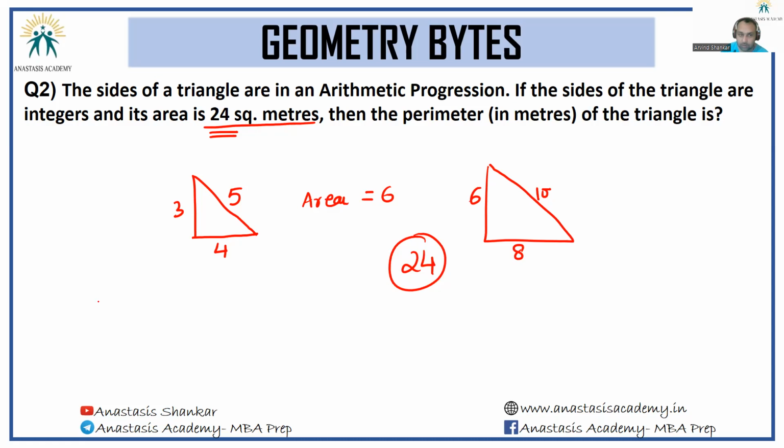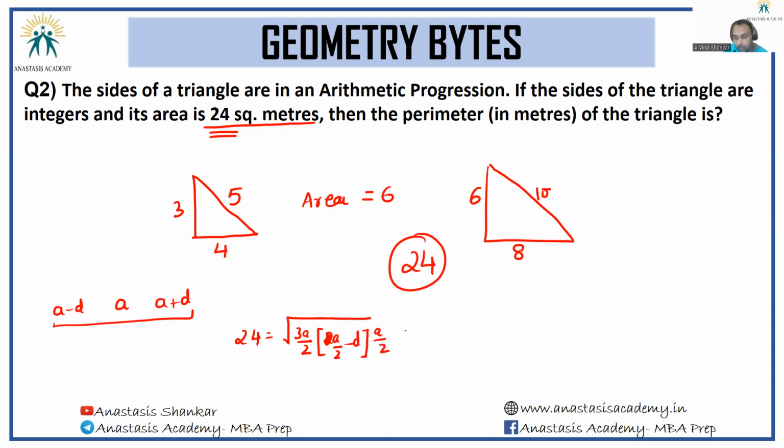We can solve it this way also. Let's say the three sides were A plus D, A, and A minus D. So area of the triangle should now be equal to 24 is equal to under root 3A by 2 into A by 2 minus D into A by 2 into A by 2 plus D.